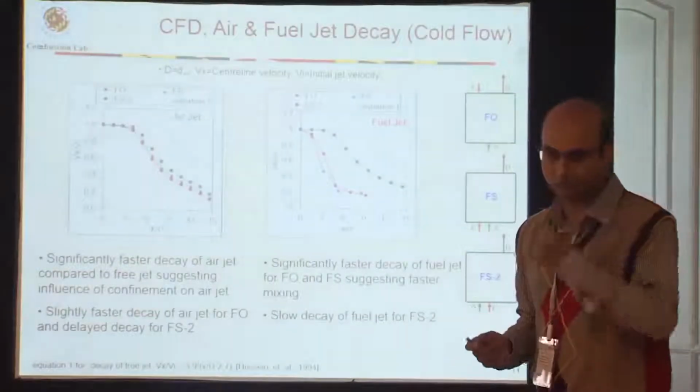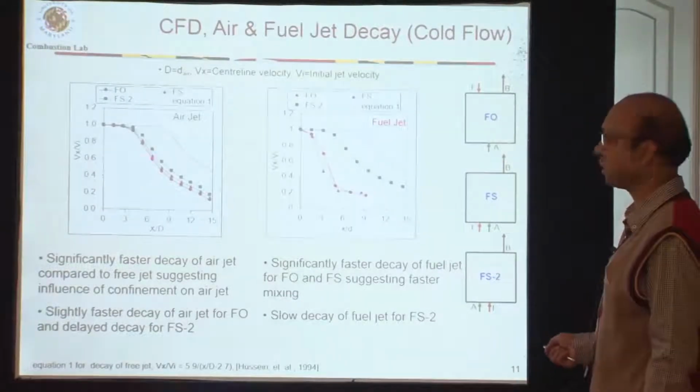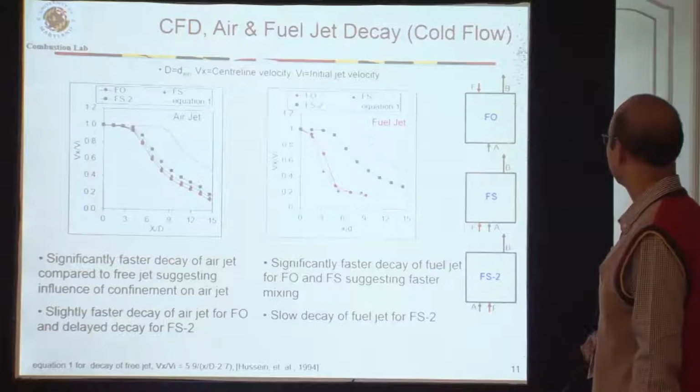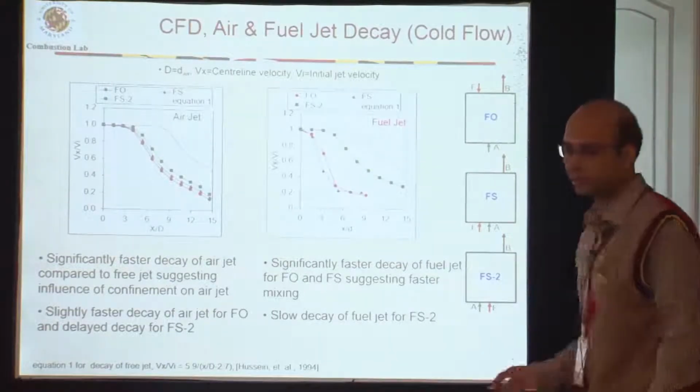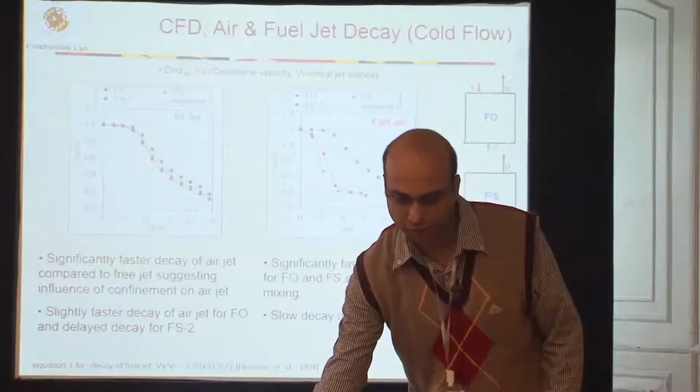So if I do the center line velocity decay, the air jet decay was almost the same for all the cases, but the fuel jet decay for this case was very, very delayed. So that also means that your fuel mixing is retarded to a large extent.